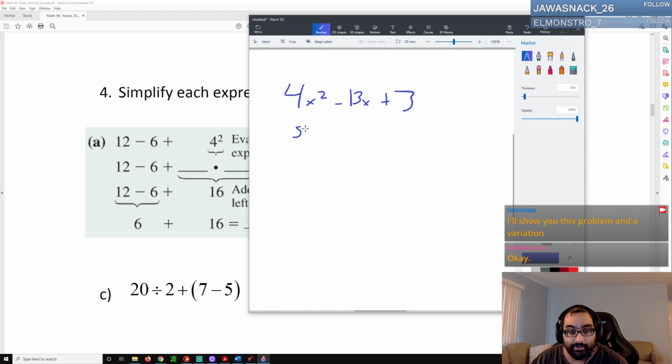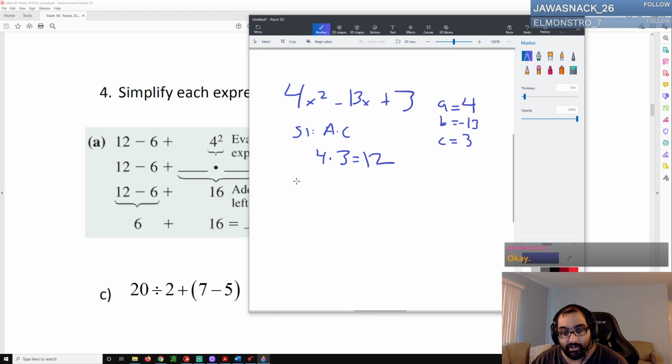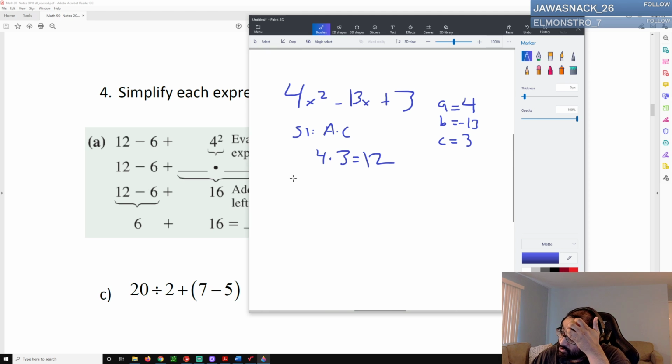So the first step here, step one, is we're going to go ahead and basically have A times C. So A here is going to be 4, B is minus 13, and C is going to be positive 3. So we're going to do 4 times 3, and that's going to be 12. Okay? So that's the first step here. Just do A times C. Simple enough. All right.